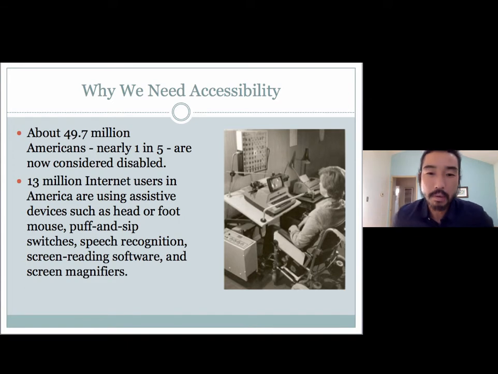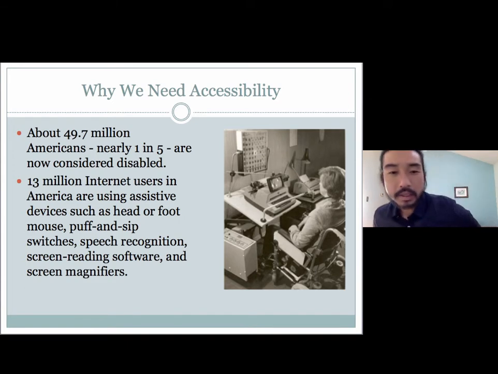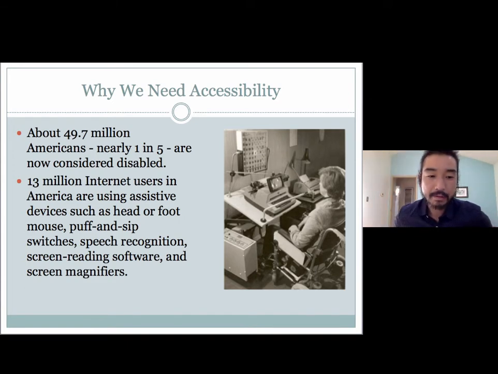I'm going to speak a little bit about why we need accessibility. Here's a little bit of stats that I gathered from the census in 2000. So it's a little bit out of date, but I have reviewed some other sites, and it seems to be about accurate as of 2016. All right, so about 49.7 million Americans, nearly 1 in 5, are now considered disabled. Think about that when you're designing.